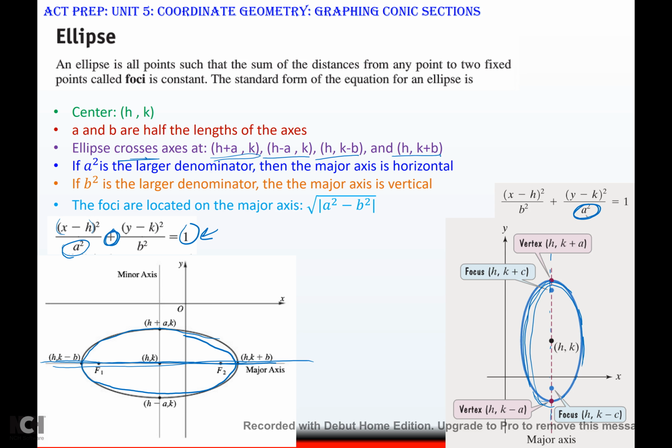But I kind of have a way to cheat a little bit. Again, if a squared is the larger denominator, then the major axis is horizontal. If b squared is the larger denominator, then the major axis is vertical. But generally, we switch this, okay? And then the foci are located on the major axis, and all you do is take the square root of a squared minus b squared, and the absolute value, because you don't want a negative.